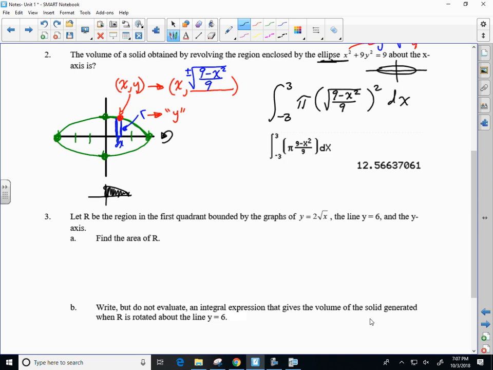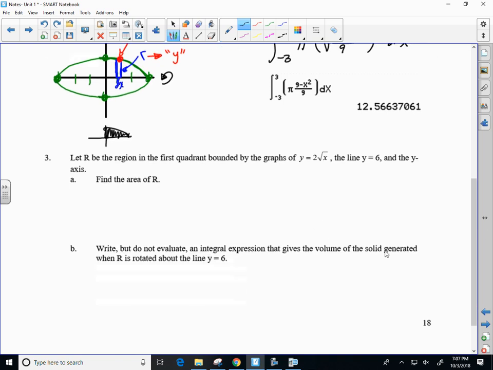By now, hopefully you're starting to like the questions that say write but do not evaluate an integral. Because as easy as it is to put in a calculator, it's just a pain. It's annoying. You don't want to do it. So let R be the region in the first quadrant bounded by these two graphs and the y-axis. So area and volume, mixing them up. First quadrant's all I care about.